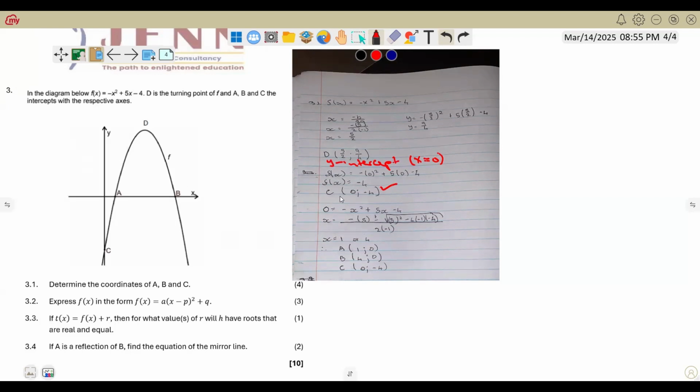What is the point A and B? A and B are x-intercepts. So for x-intercepts, we have to make y equal to 0. What's happening now with my pen? X-intercepts, y equal to 0. Like what you did there, use your quadratic formula.